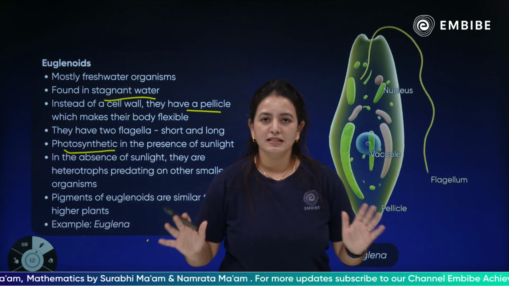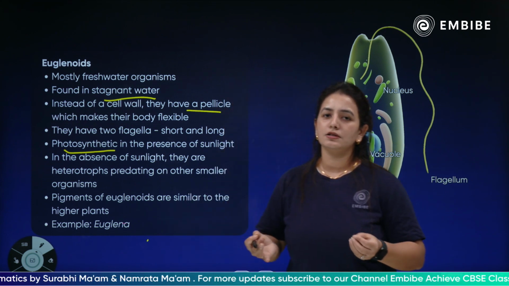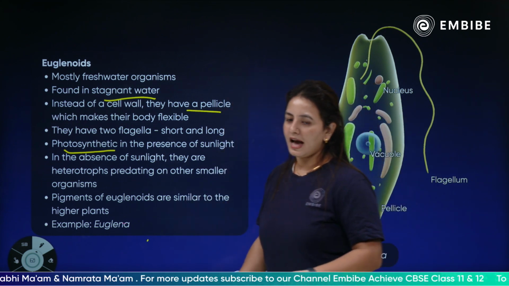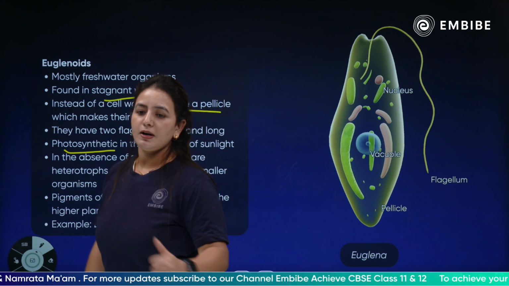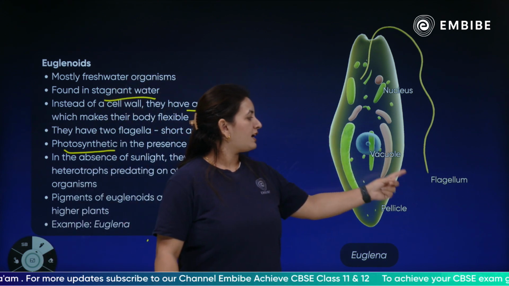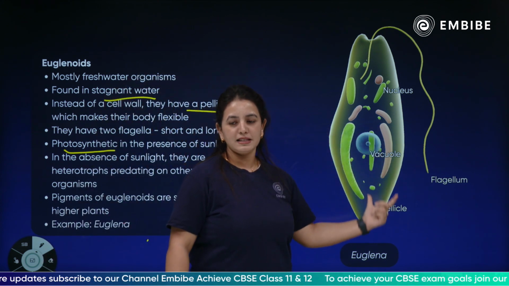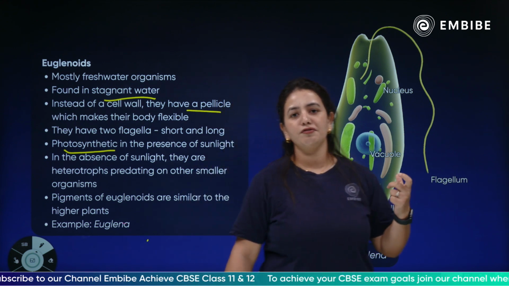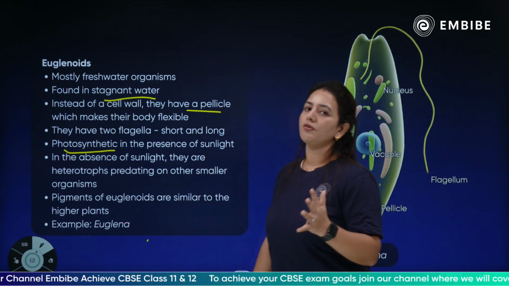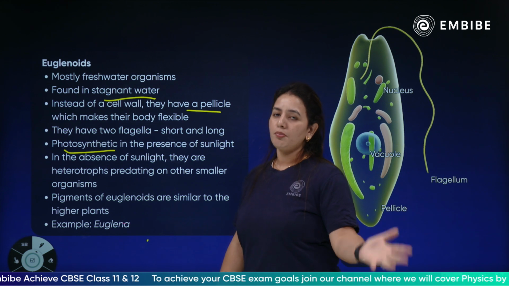And the very famous example of the euglenoids is of course the Euglena. As you can see, this is how it basically looks. There is a long flagellum, there is a pellicle body covering which makes it more flexible, and they are majorly found in freshwater bodies.